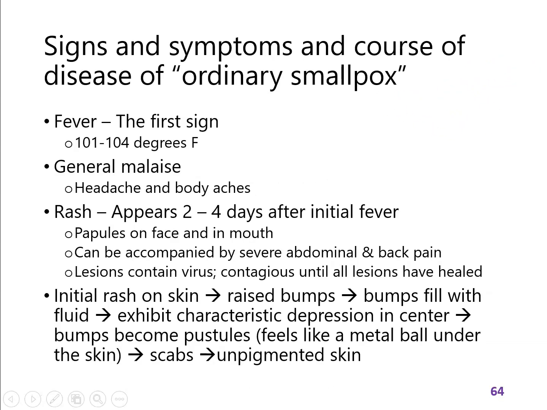Okay, so what happens during smallpox? Well, initially a person gets a high fever and they feel very sick. And then a little bit later they get a rash that appears, and this rash is what's distinct about smallpox. The rash will become bumps and they fill with fluid, and then they get an indentation in the center and they become pustules, so they become hard, and then eventually they scab over and leave behind unpigmented skin, and in some cases scars. So some people who have smallpox were permanently scarred.